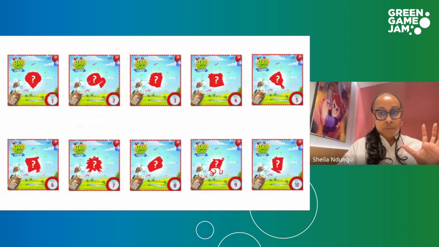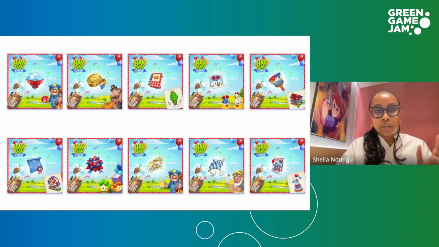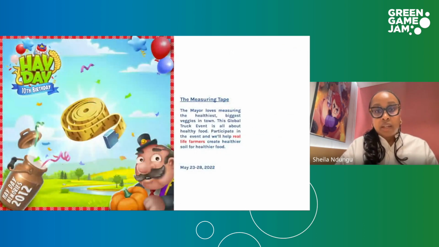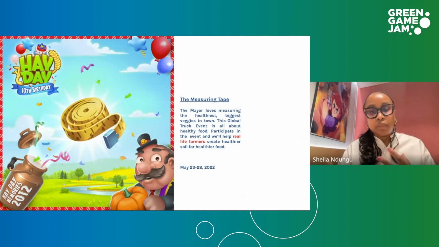So there were mystery capsules, and throughout the month, we would be revealing all of them. It was actually in the second capsule that we decided to put in this Green Game Jam participation event. It was something that we called a measuring tape. The theme of the birthday party was a birthday fair, so a country fair that players are attending in game.